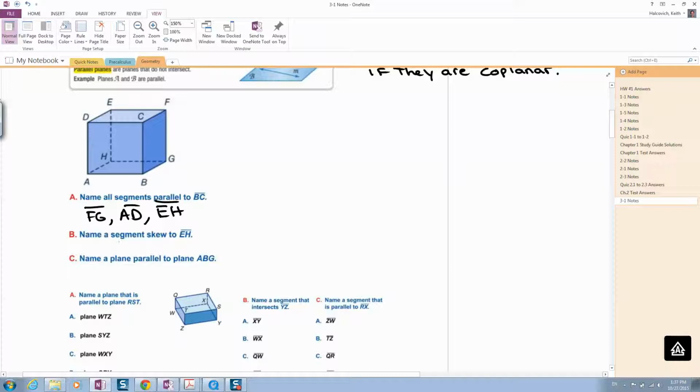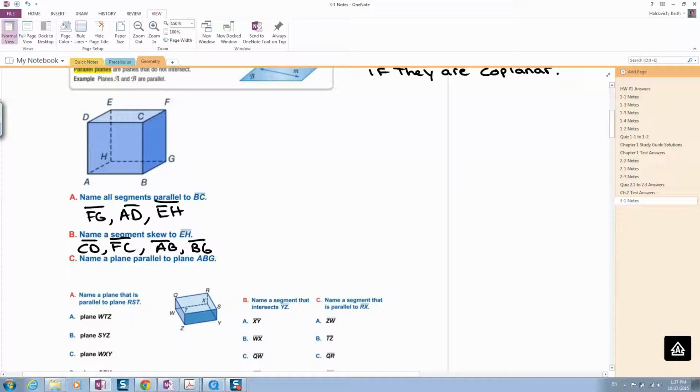Name a segment skew to EH. Well, EH is here, so something like CD would be skew. FC, AB, right here, because it looks like it would intersect, but they're not on the same plane. Same with BG. And those are the ones that are skew to it.